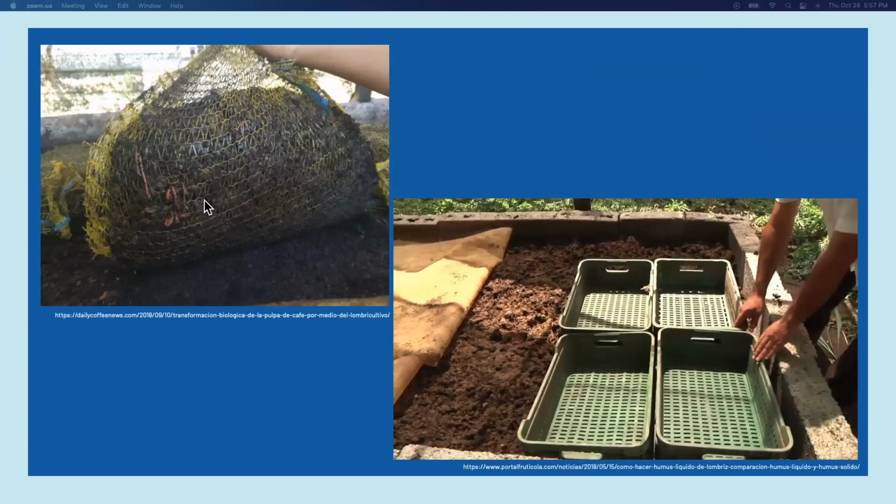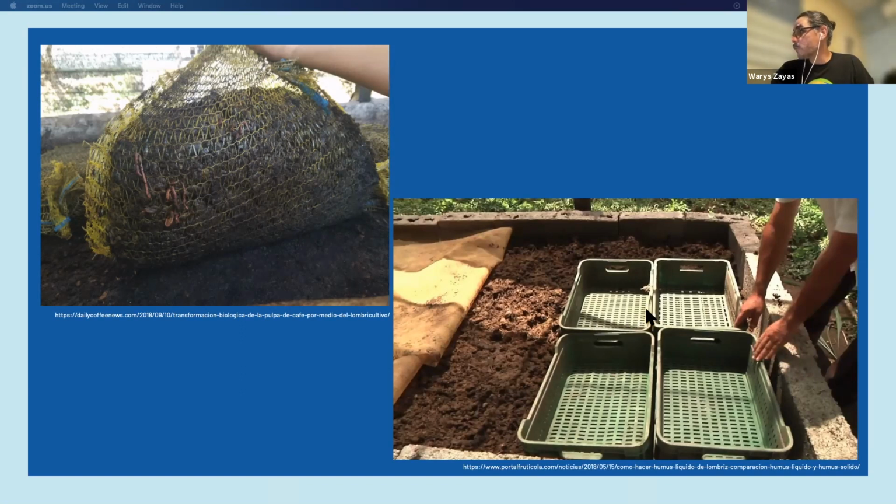As you see, they place this kind of mesh or net in the top of the worm cast, and they place some organic matter or food for the worms in the upper part of that mesh, and then they catch the worms in the mesh, pull them out, and start to harvest the worm cast, right? Another material that people use are these kind of trays.